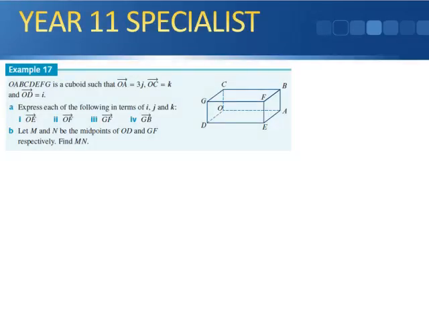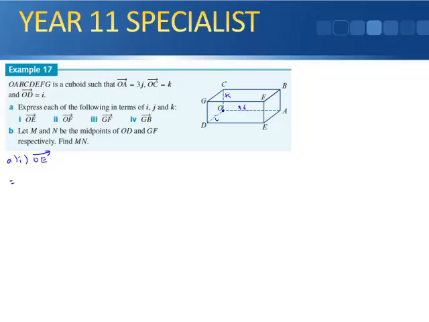Example 17. There we have a cuboid such that O to A is 3j, O to C is k, and O to D is i. That's our origin. So there's our axes. Part a says express each of the following in terms of i, j, and k. Part 1. So this is part 1. O to E.